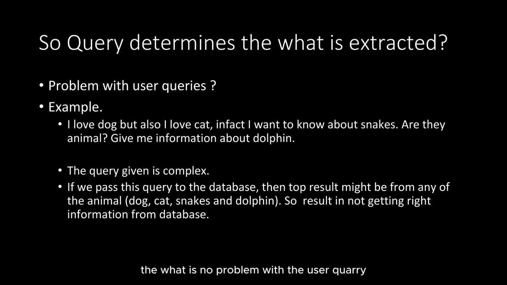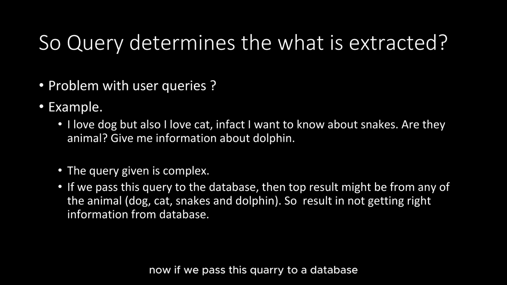Now what is the problem with a user query? For example, the query: I love dog but also I love cat. In fact, I want to know about snakes. Are they animals? Give me the information about dolphin. The query given is very complex.